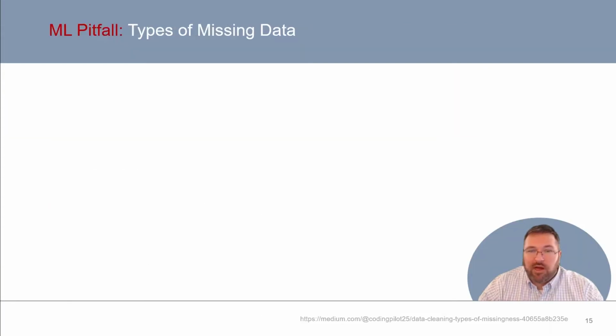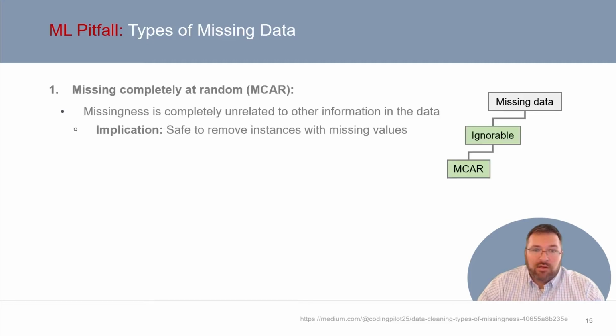So this brings up another potential machine learning pitfall, and that is understanding the types of missing data that are possible. The first of these is missing completely at random, or MCAR, which we just mentioned. This is missingness that is completely unrelated to other information in the data. The implication here is that it's safe to remove instances with missing values in this feature, as it should not result in any biasing of the remaining data.